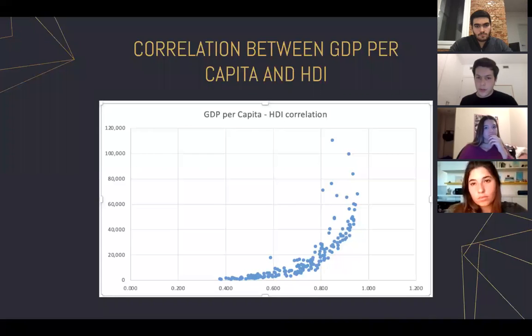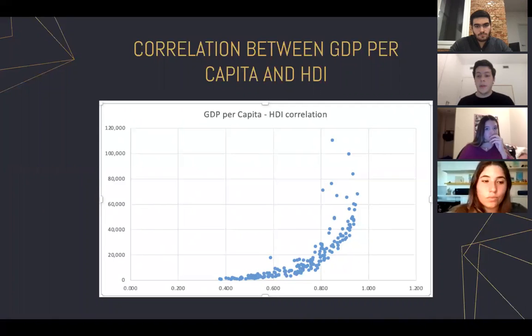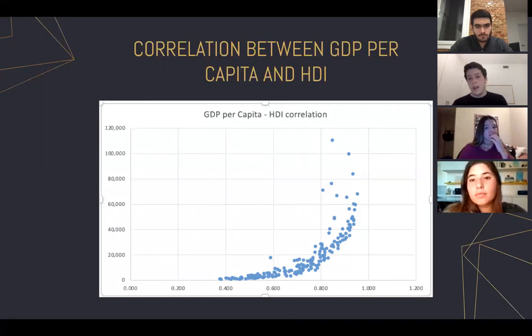Finally, as Ricardo mentioned before, in this scatter plot made with GDP per capita and HDI, we can see a strong positive correlation between these 2 factors, which in simple terms means that the higher the GDP in a country, the more likely it is that it has a better well-being.